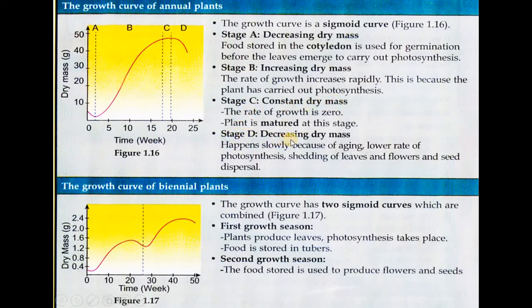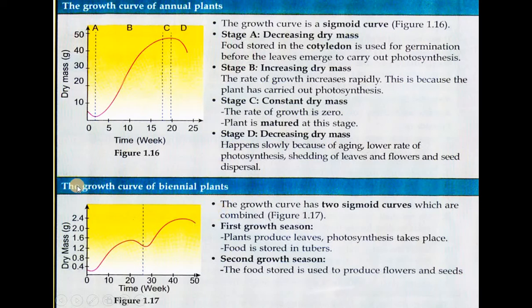Stage D, decreasing dry mass. It happens slowly because of aging, lower rate of photosynthesis, shading of leaf and flowers, and seed dispersal. I repeat, stage A is decreasing dry mass. Stage B is increasing dry mass. Stage C is constant dry mass. And stage D is decreasing dry mass.